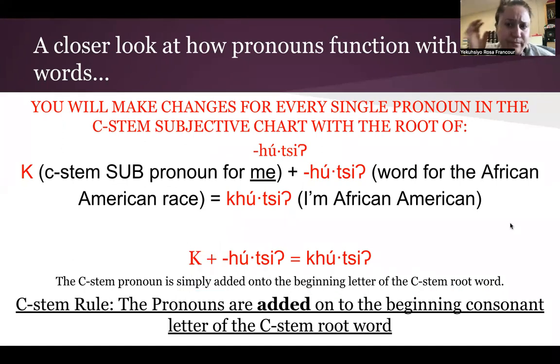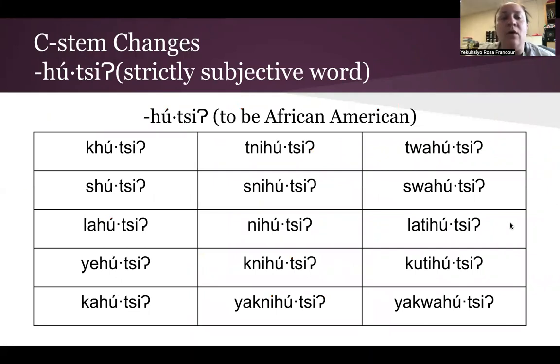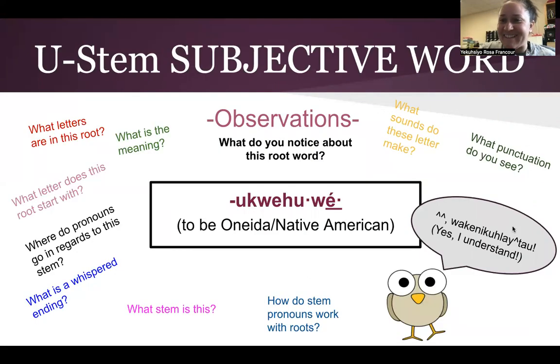Let's get into a little bit more. Just a quick review. It's kunji, sunji, la hunji, ye hunji, ga hunji, ni hunji, sni hunji, ni hunji, gni hunji, yagni hunji, dwa hunji, swa hunji, ladi hunji, goody hunji, yagwa hunji. All right. Okay, so that's our C stem word. So we did the A stem verb, atzlun. We did the C stem word or verb, hunji. And now we're going to do the last one, which is our U stem verb, which is ungwehu.